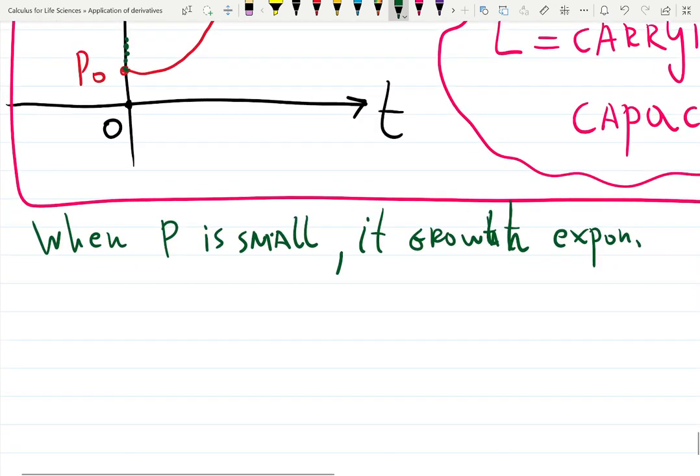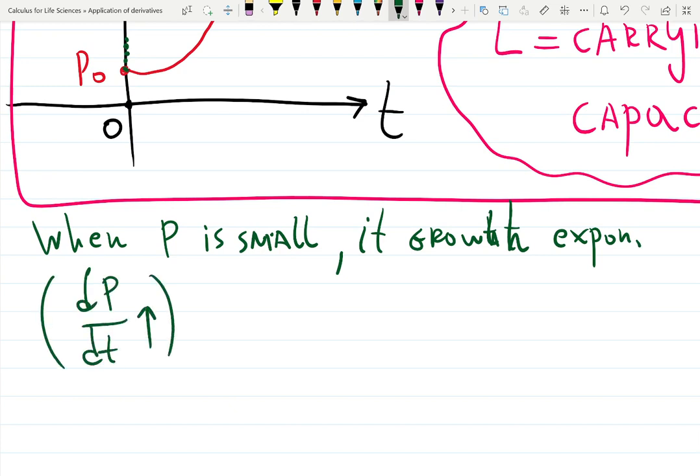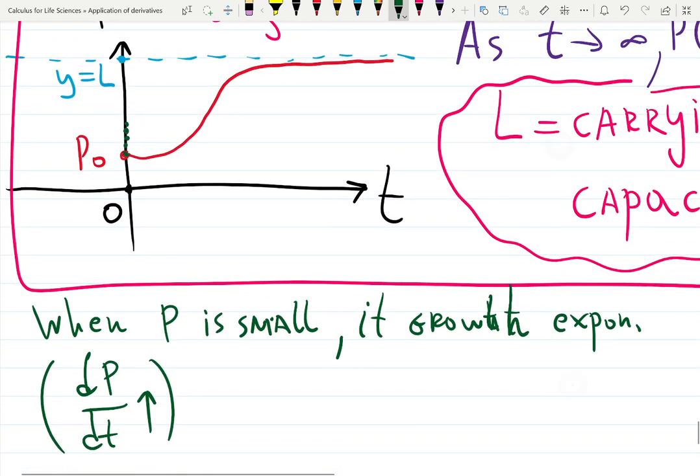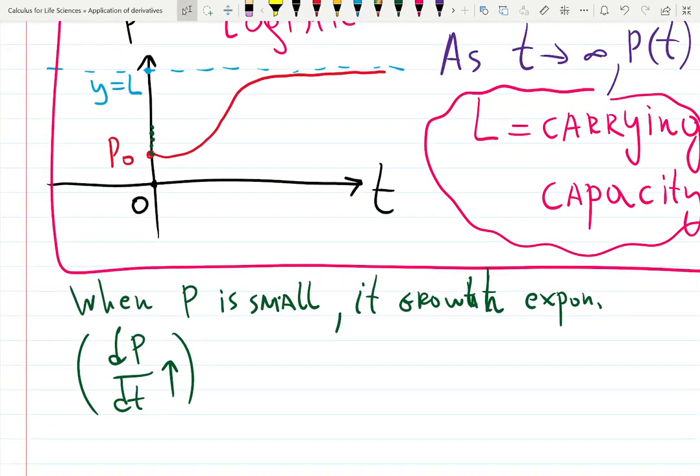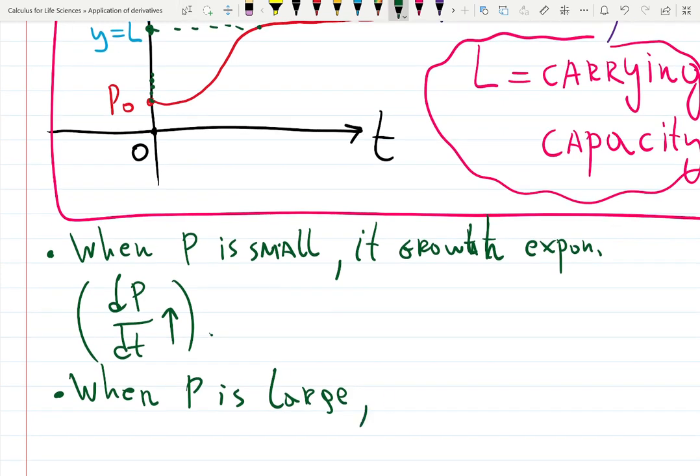So the derivative of p with respect to time is growing up. But when p gets larger and larger, it's still growing. As you can see, it's not decaying or anything, but now it grows slower than before. So when p is large, for example over here, it's still growing. It grows slower.